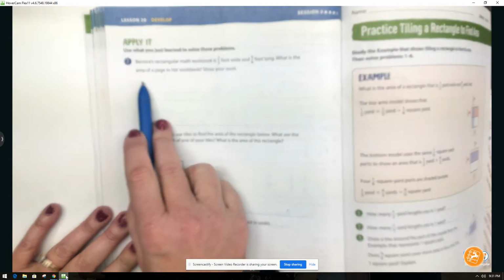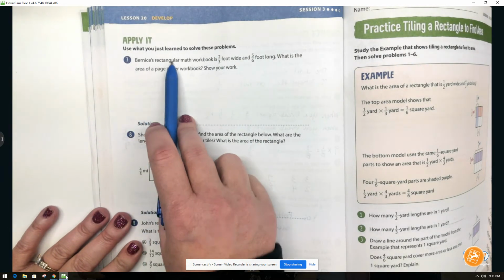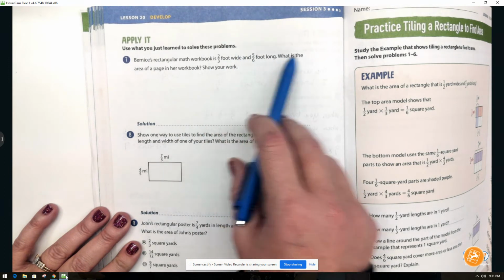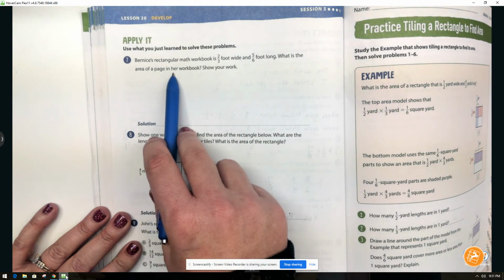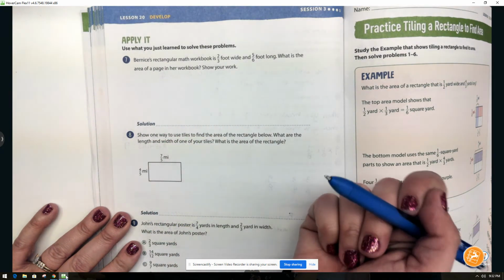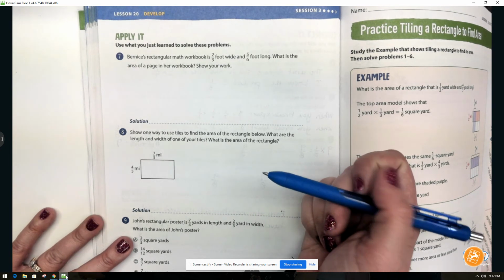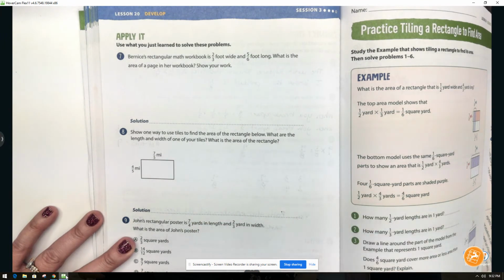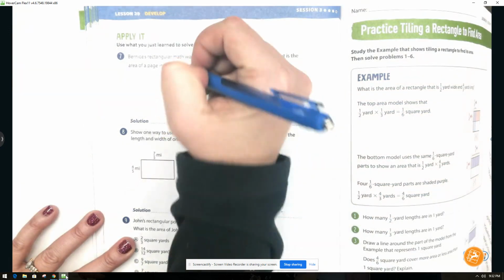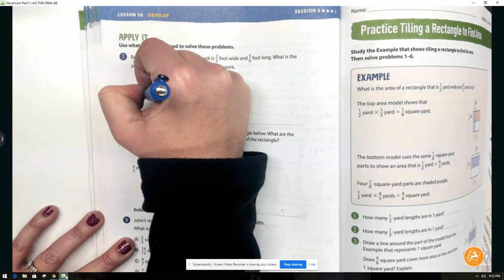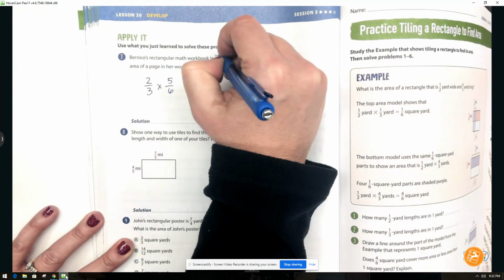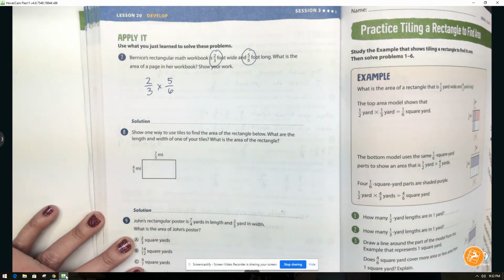Okay, so number 7 says this: Bernice's rectangular math workbook is 2/3 of a foot wide and 5/6 of a foot long. What is the area of a page in her workbook? Show your work. Because I love using the equation model, and I know we're going to do an area model or tiling down here, we're going to go ahead and use an equation. So we know that we have 2/3 of a foot times 5/6 of a foot, because those are the two values we've been given.